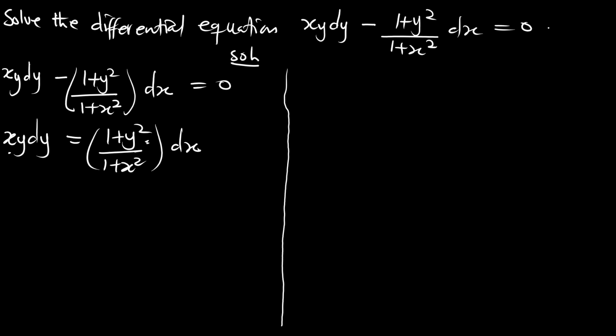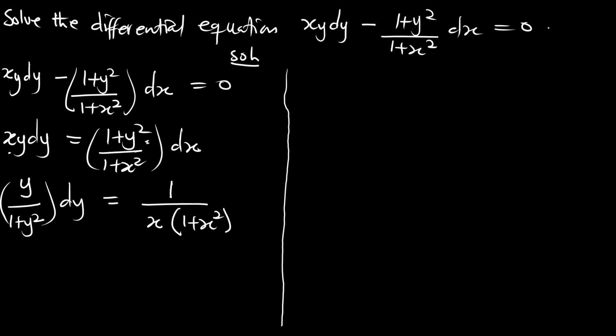So at the end of the day, I'm going to get y over (1 + y squared) dy equal to, I'm also going to have 1 over x multiplying 1 over (1 + x squared) for the dx. This is the separation after grouping the x and the y on the other side of the equation.